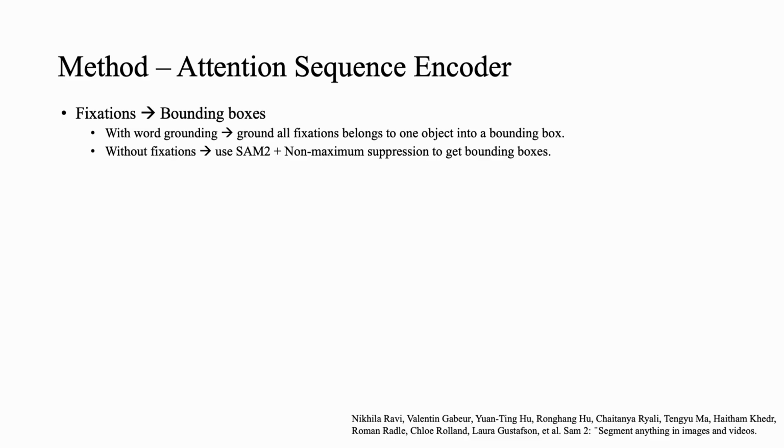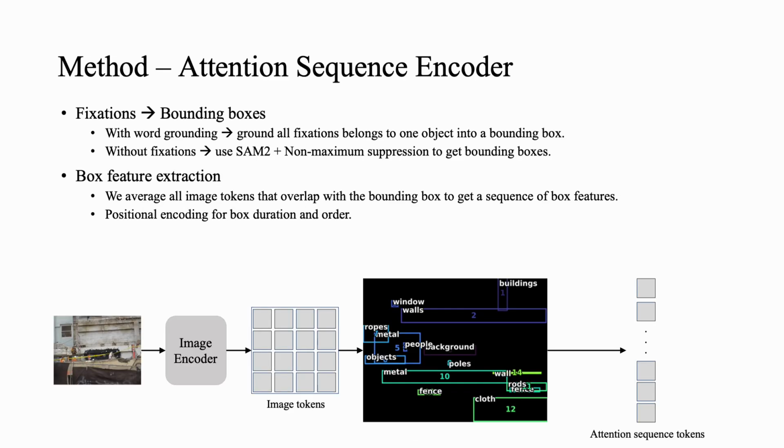First, to encode the attention sequence into Deeper, we change the fixations into bounding boxes because they are larger and have more information. Our model is able to deal with different types of fixations, with or without word grounding. Then, for each bounding box, we compute the overlap between the box and the image tokens, and we average them to get the box features.